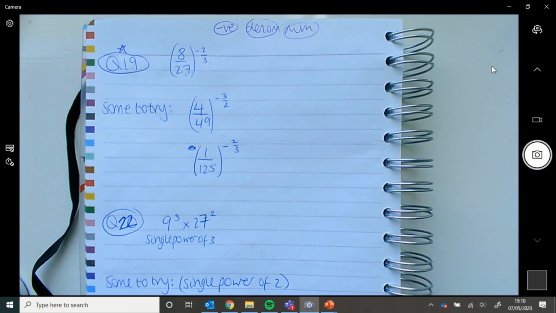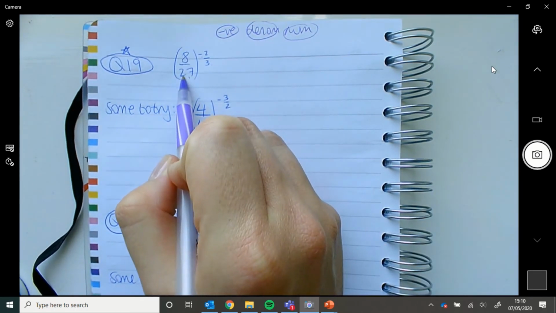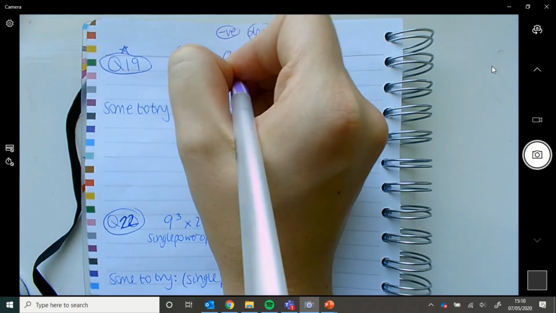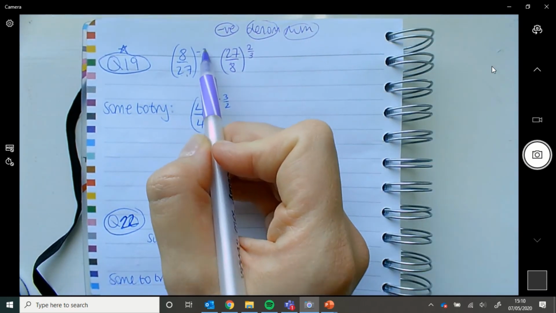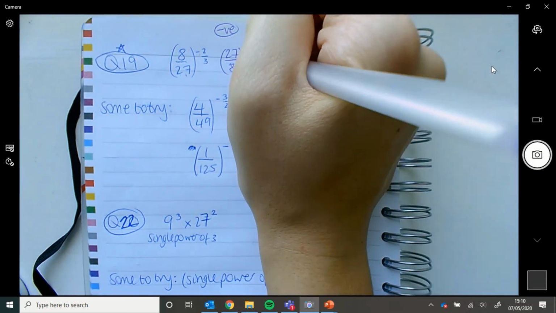Okay, so I do my negative power first. Negative means find the reciprocal, so I need to find the reciprocal of this fraction. If it's a fraction, I can just flip it, so my denominator and numerator change directions. Again, my power stays exactly the same, it's just the negative part that's disappeared. The 3 means cube root everything.